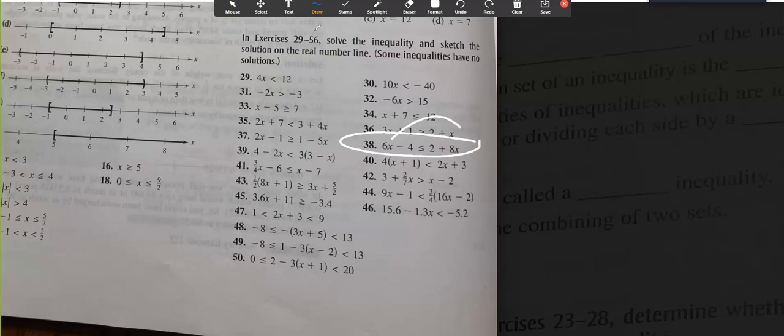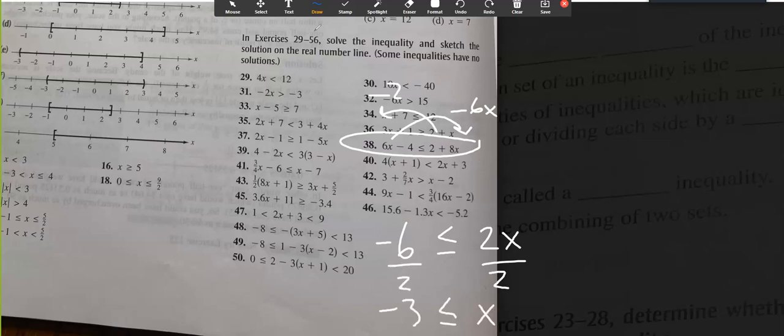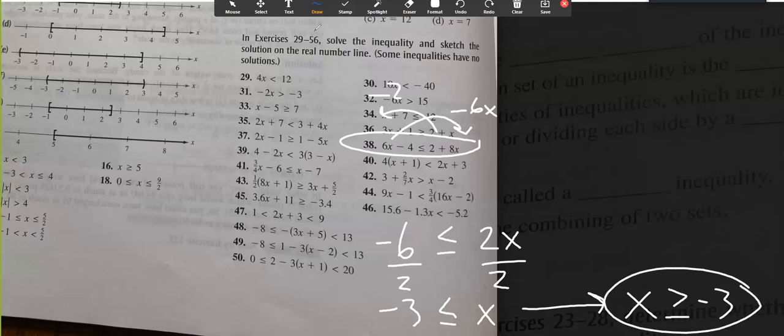When you think about moving the 6x over by subtracting 6x and subtracting a 2 to the other side, you would get -6 on this side, less than or equal to a positive 2x. Then you divide by 2 and you get -3 less than or equal to x. Most people don't write it like that. Most people write it with the x on the left side, in which case we would have flipped the sign. So it's treated the same way. You just have to look at how you write your final answer. And then sketch the graph on the number line.